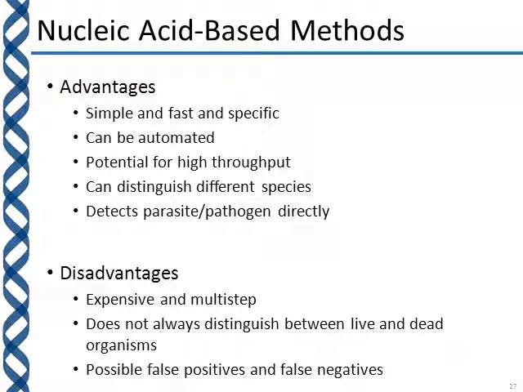So for these nucleic acid-based methods, there are a number of advantages. It's simple, fast, and specific. It can be automated. It has the potential for high throughput. It can distinguish different species. And it can detect parasite pathogens directly. It has certain disadvantages as well. It's expensive and it's multiple steps. It does not always distinguish between live and dead organisms, such that there are possible false positives and false negatives.